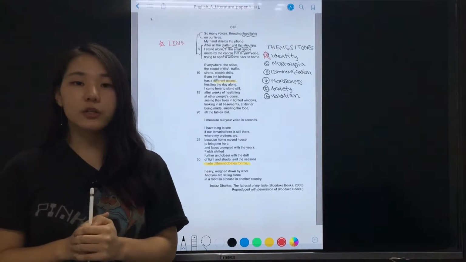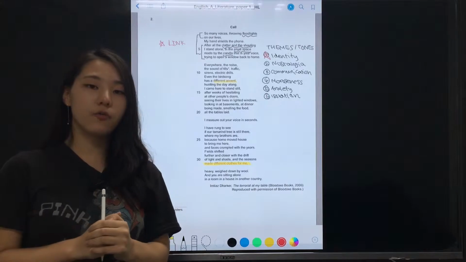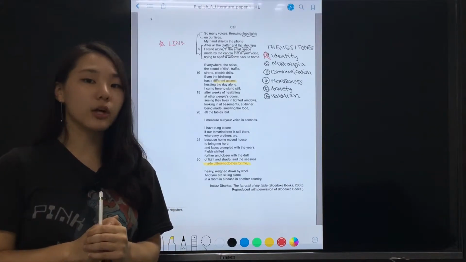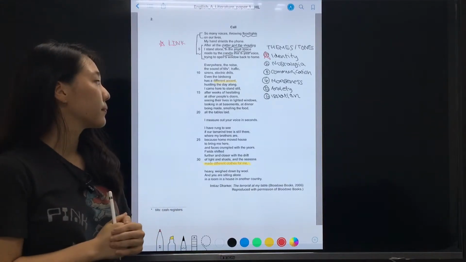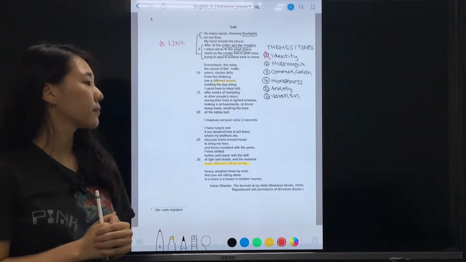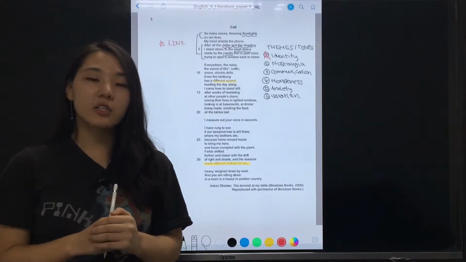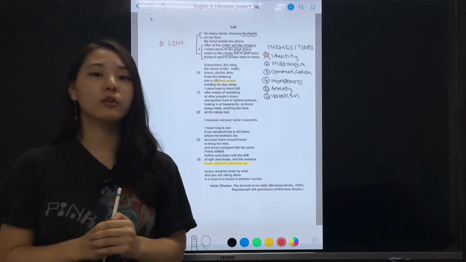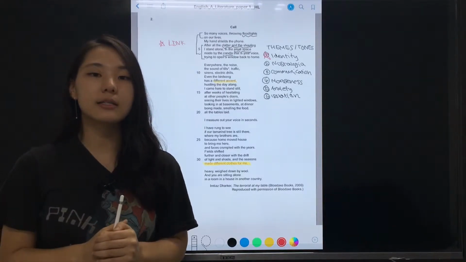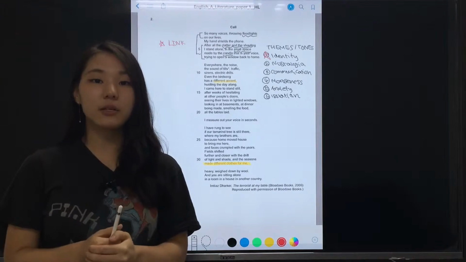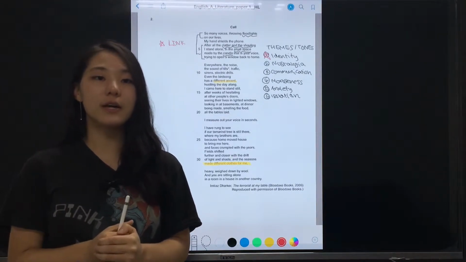So before we start the analysis, please stop the video for a moment and take a look at the poem. When you start writing the essay, it is important to first plan the introduction, as it will contain the thesis statement which governs the whole of your essay.